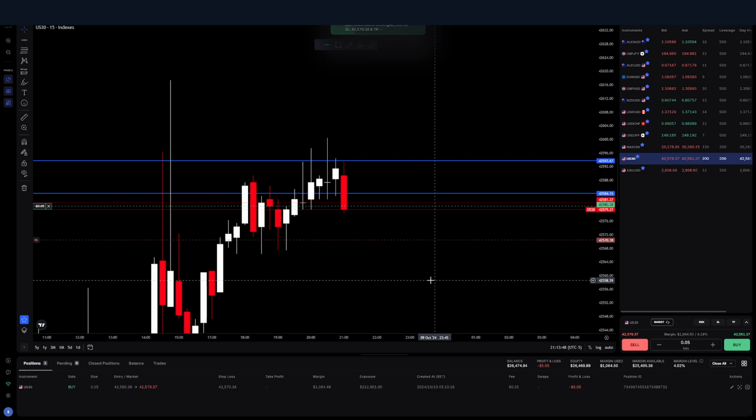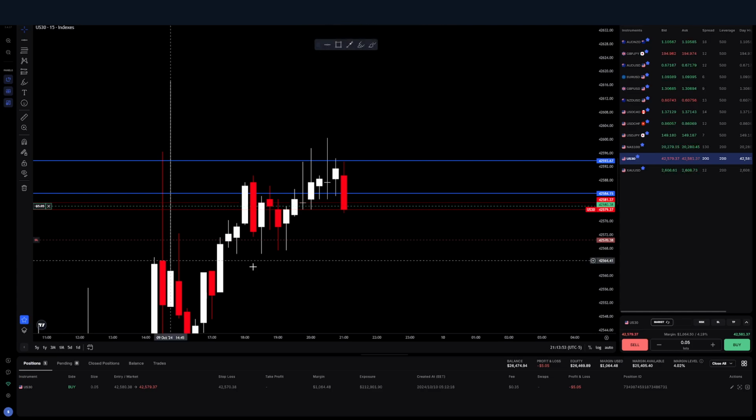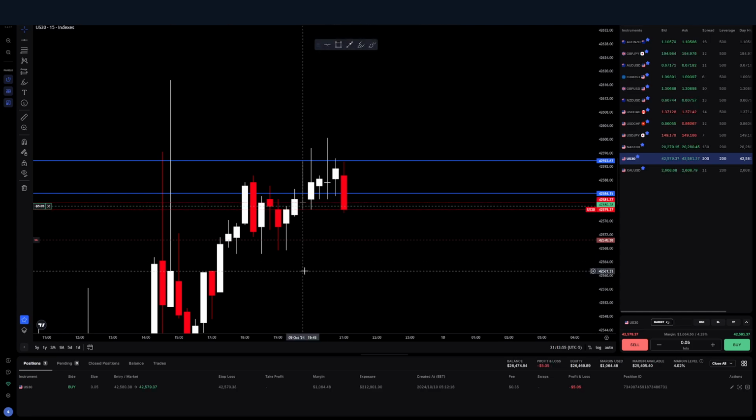Boom, I can adjust that like that, okay? And you can see that dotted line is my stop loss. So again, there's different kinds of stop losses. There's a standard stop loss. This is the most common, when you basically set a price level for your order to be triggered.